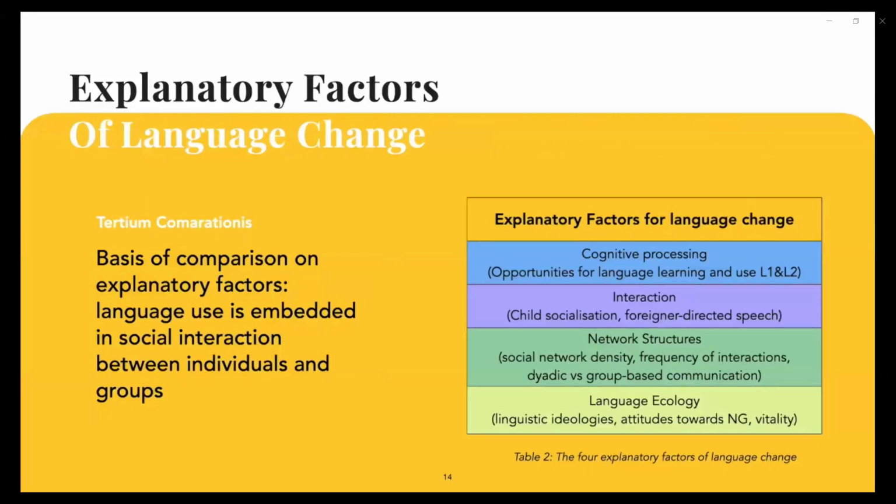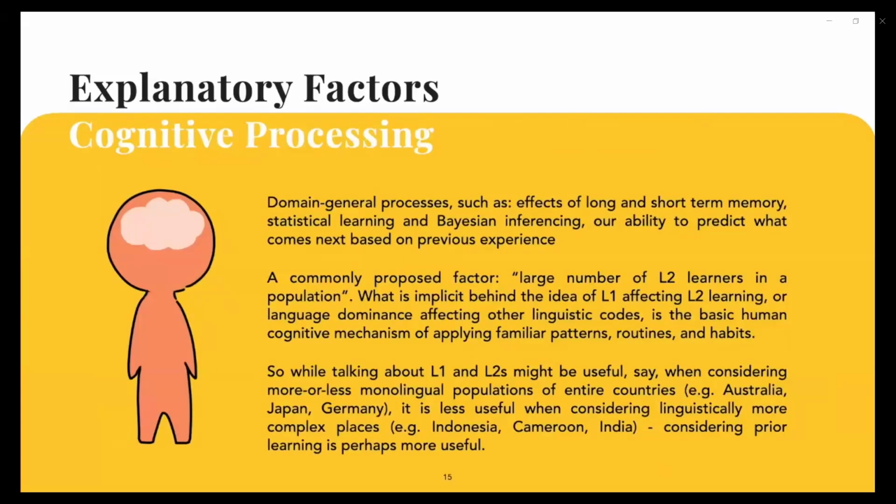We take the approach that language use is embedded in social interaction between individuals and groups. And so there's a lot of emphasis on the nature of interaction, what happens in individual people's minds, and the dynamics that occur within and across groups. So we've got 4 levels of explanatory factors, you can see in that color-coded table there. We'll go from the smallest level of consideration, the blue cognitive processing there, and we'll work through to the larger language ecological factors. So the first level, we call it the cognitive processing type of explanatory factors.